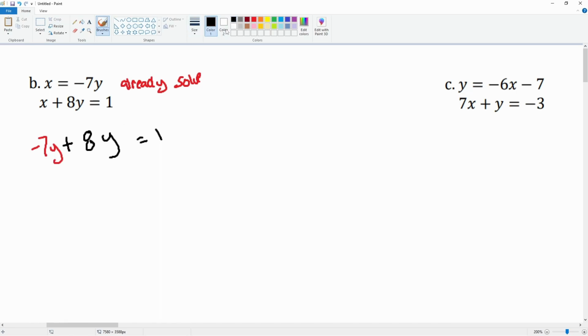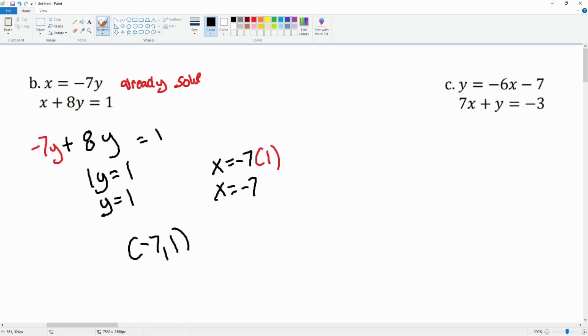Now I can see negative 7y plus 8y. That becomes 1y. Okay? That equals 1. So y is equal to 1. Now I would like to know what x is. So I can go back to the first equation, x equals negative 7y. And now I can make that substitution of y becoming the number 1. And then I can do the multiplication. Negative 7 times 1 is negative 7. So the answer in an ordered pair would be parentheses negative 7 comma 1.